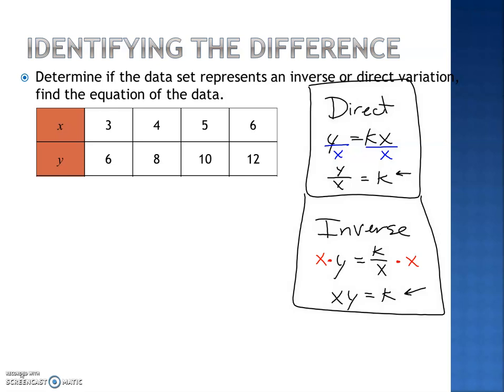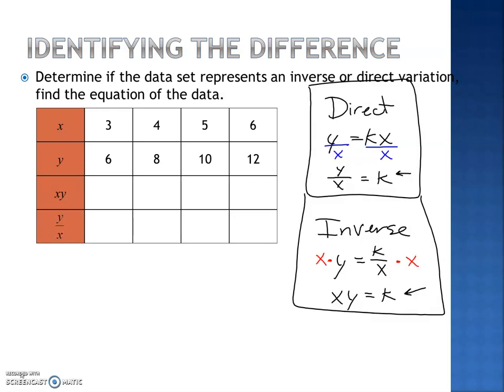So for this up here, the first thing you guys are going to do is draw yourself two more rows. So I have in this row here x times y. So x times y represents my inverse variation. I can see that right there. The constant of variation for xy is going to give me my k there. Direct variation is going to be y divided by x, because your constant of variation is going to be found by taking your y value divided by x.